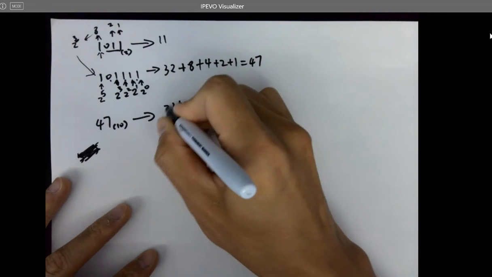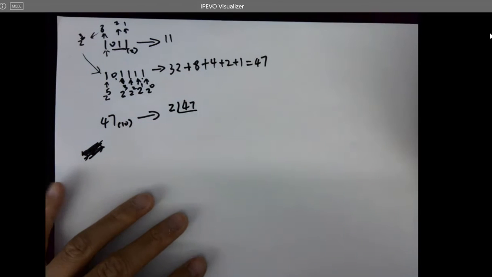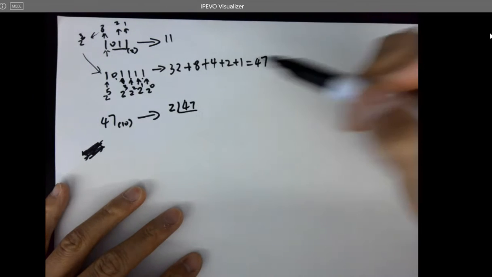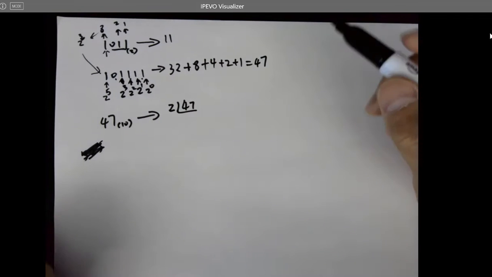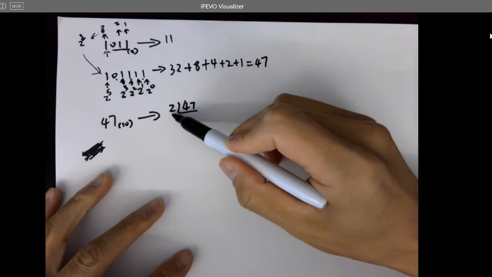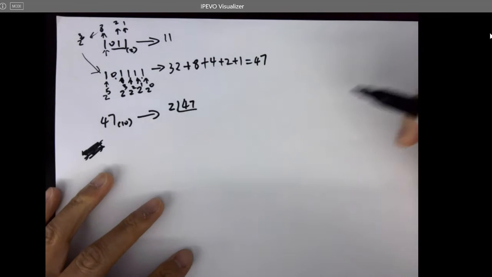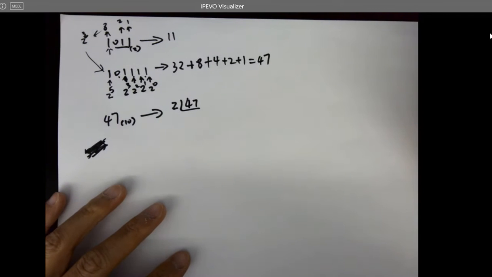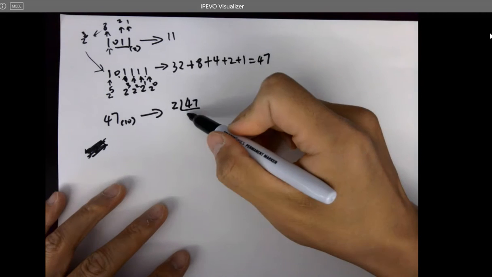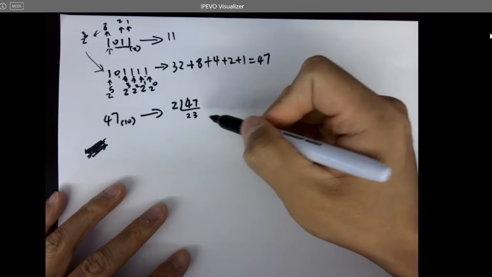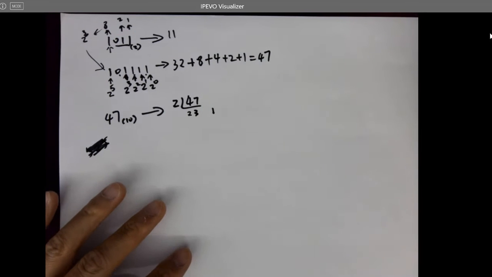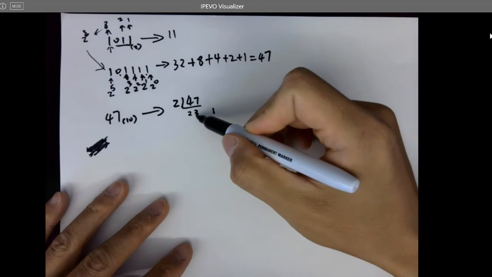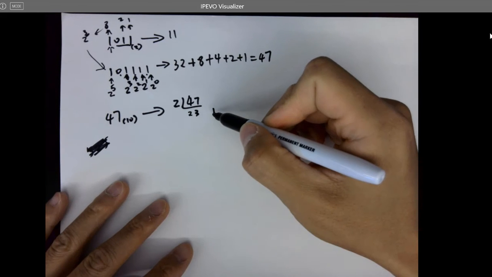47, you divide by 2. If this is the division operator, we're assuming that's a divider, right? It's divided by 2. So what's the result? What's the remainder? 23. Is that 1? The remainder is 1, right? Because 2 times 23 is 46, and you get 1 left.